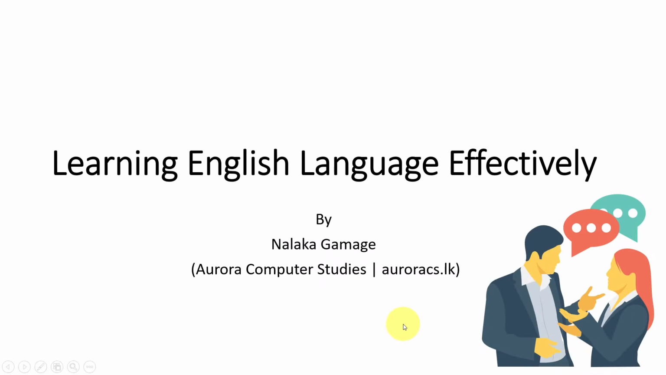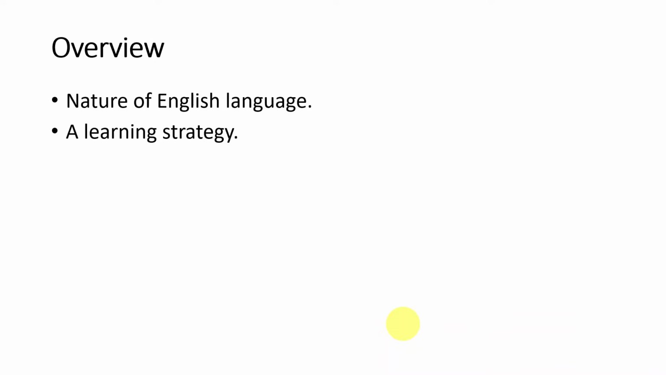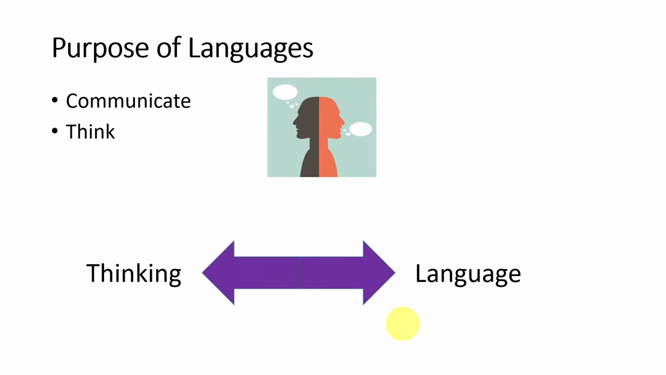Hi guys. In this particular session, I thought of discussing with you a few points about how to learn the English language in a much more effective manner. So first we will look at the nature of the English language and then we will come up with a learning strategy. So we use a language to do two things, to communicate and think. And of course, thinking shapes the language and the language shapes the thinking.